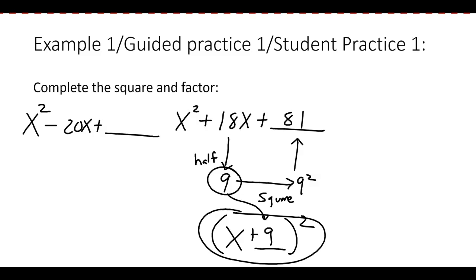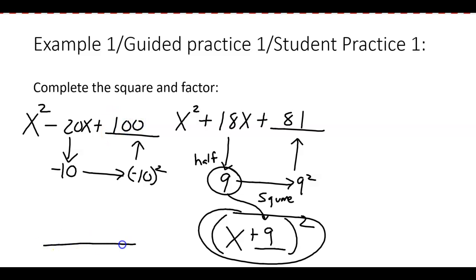Alonzo, to find this number here, the first thing I do is, okay, and that would be, good. And I'm going to say specifically negative 10, but yes. All right. Now I'm going to ask Amaya, now what? Good. You're going to square it. And so what goes up here? 100. All right, now we're going to factor it. See if you guys can write what it would look like factored.